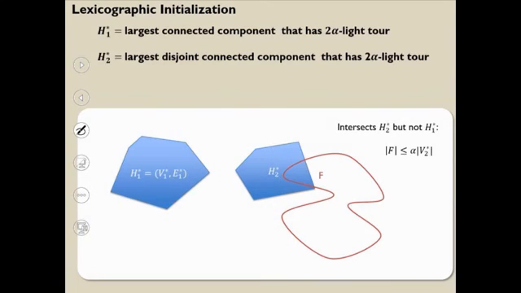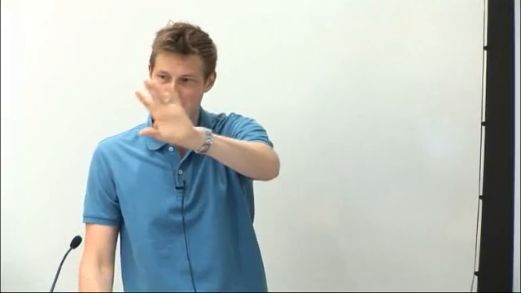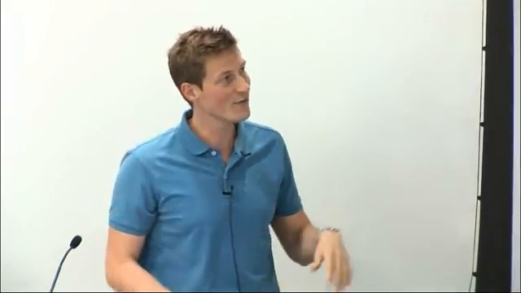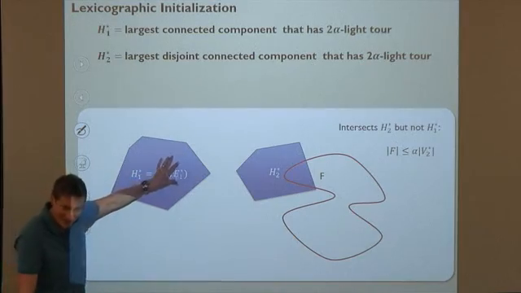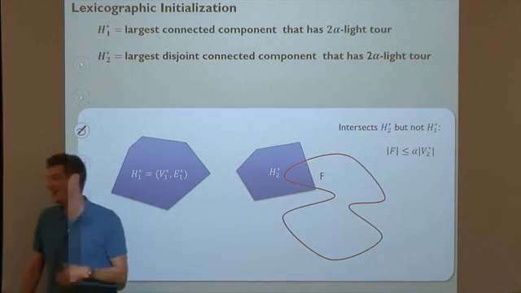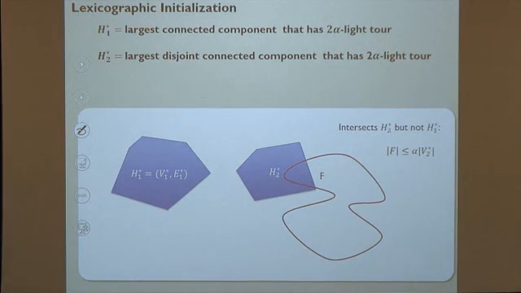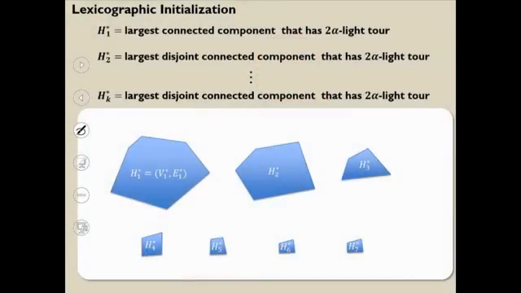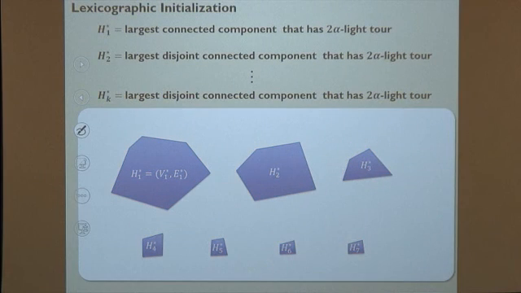So now H1 star was the biggest guy. Then I remove it. Take H2 star to be the biggest guy in the remaining graph. Now I say if F does not intersect H1, then it has cost at most alpha times V2 star, by the same argument. Because otherwise I could have replaced H2 star with F, and I would get a better lexicographic order. Okay, and I do this. The last guys might be singletons. That's my initialization.